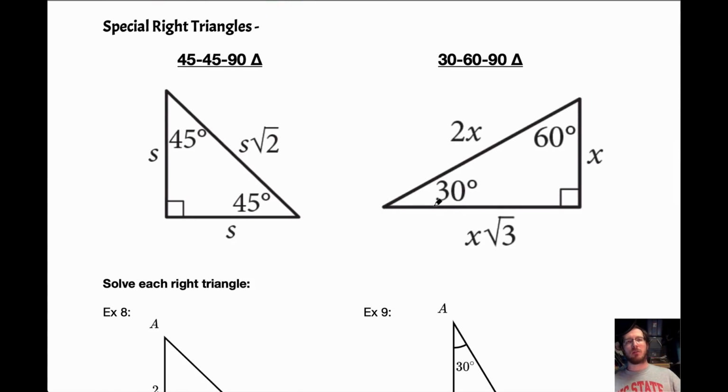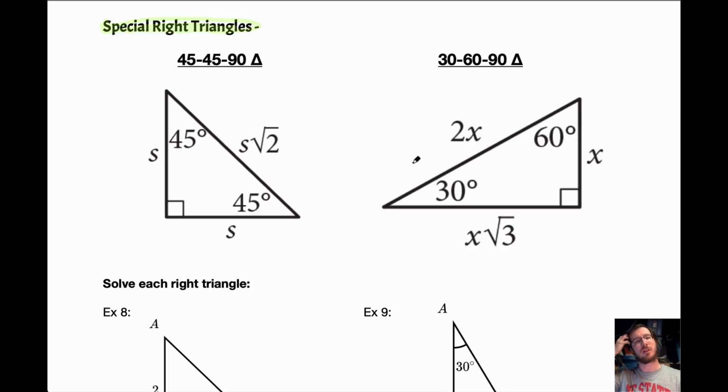All right, our third and last topic is special right triangles. Special right triangles is a topic you've seen in previous classes, so I just want to take a minute and review this because we're going to use all 3 of these topics to create, study, and use the unit circle, which is going to be a big tool for this unit and for the rest of the semester. So the two special right triangles are our 45-45-90 triangle and our 30-60-90 triangle.